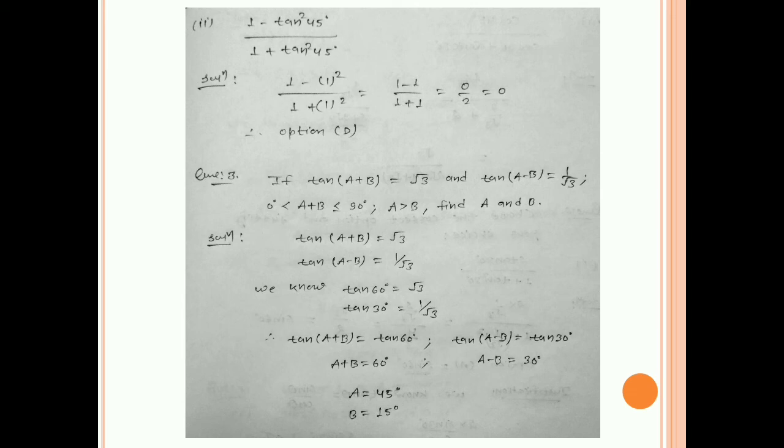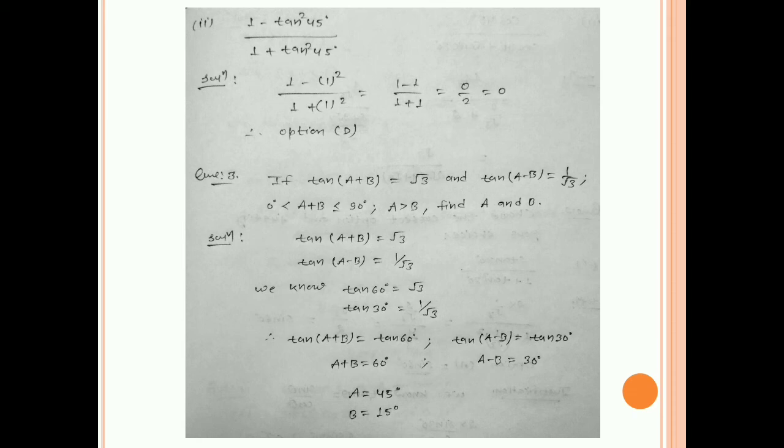So now let's see question number 3. In this question it is given that if tan(A + B) is root 3 and tan(A − B) is 1 by root 3, and the sum of angle A + B is between 0 degree and 90 degree, and angle A is greater than angle B, then find A and B.